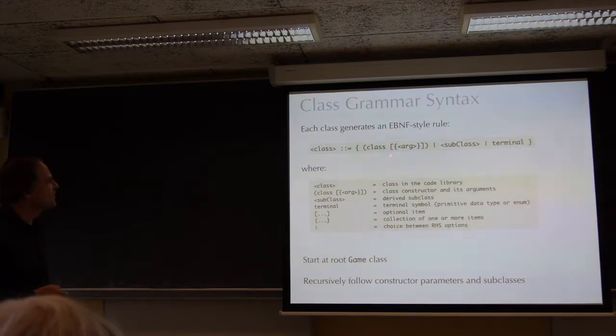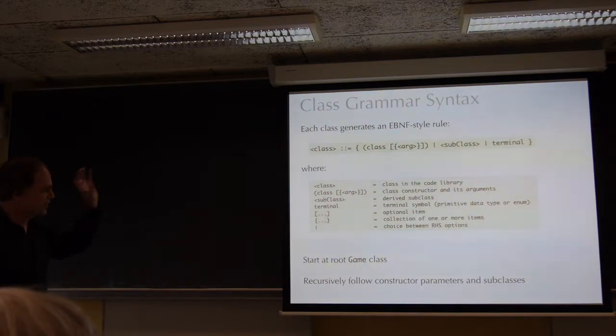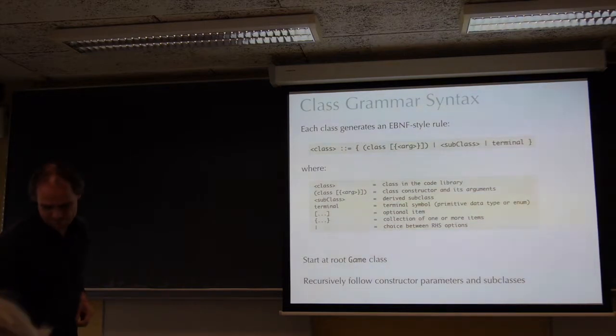So the basic syntax is an EBNF style rule set where each class generates a rule where the class name is the left-hand side and the right-hand side consists of its constructors with their parameters, subclasses and terminals, which are the primitive data types and enums. So we start from the root game class and then recursively follow the constructors and their parameters and subclasses to create this grammar from the code base.